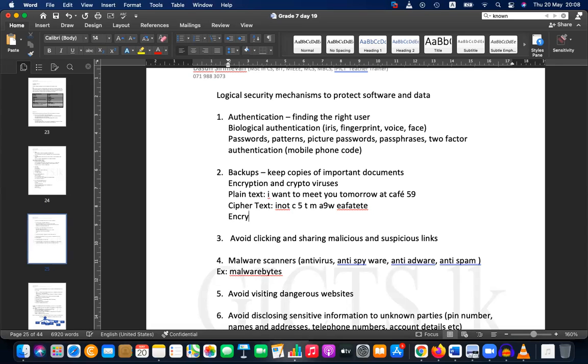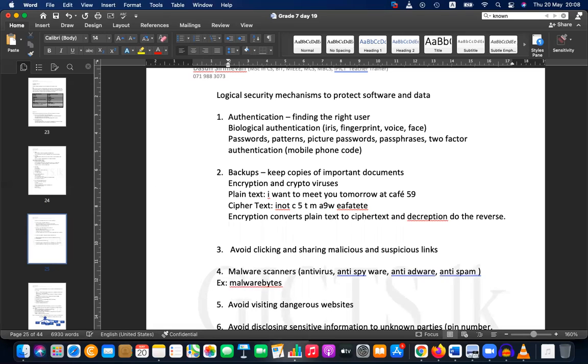Encryption converts plain text to ciphertext, and decryption does the reverse. You can add that to your notes.